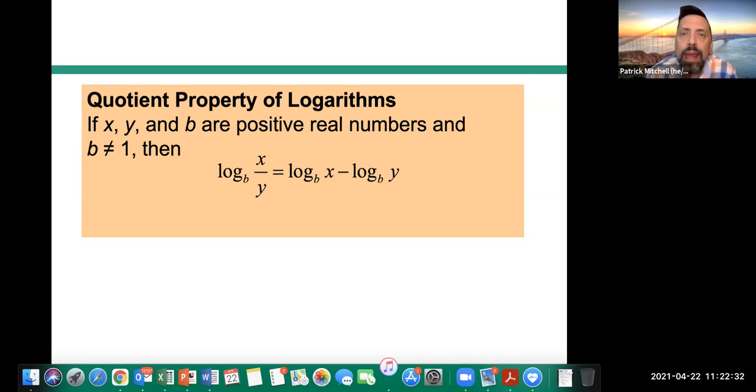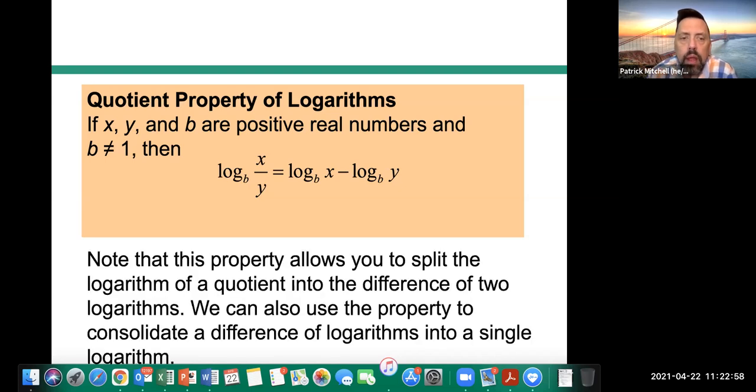Now, if the log of a product is the sum of the logs, the log of a quotient should be what? Should be the difference of the logs. Just makes logical sense, I think. And that's exactly what happens. Log base b of x over y is equal to log base b of x minus log base b of y. My favorite way to say this again is the log of a quotient equals the difference of the logs.